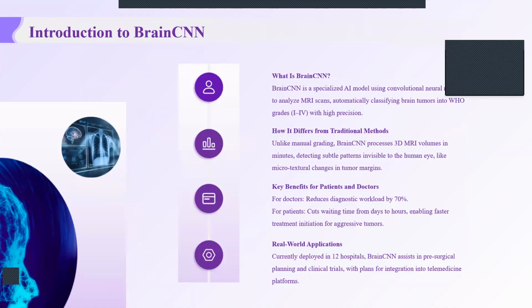In this study, the authors built a CNN-based model called Brain CNN to classify MRI scans into WHO grades. The model can process the scan within minutes and capture small textural details that doctors may overlook.